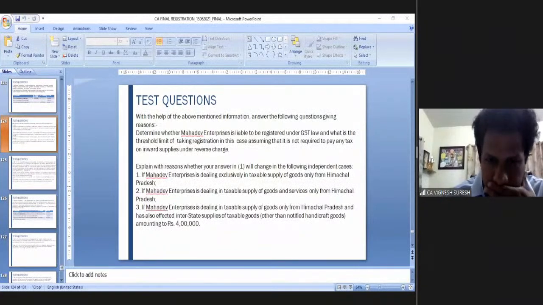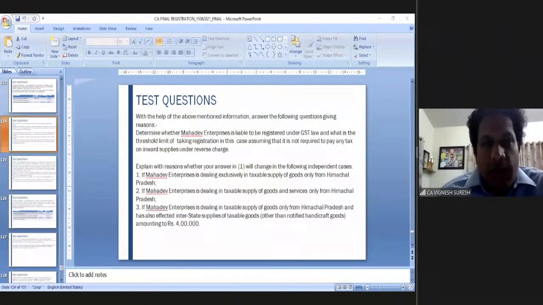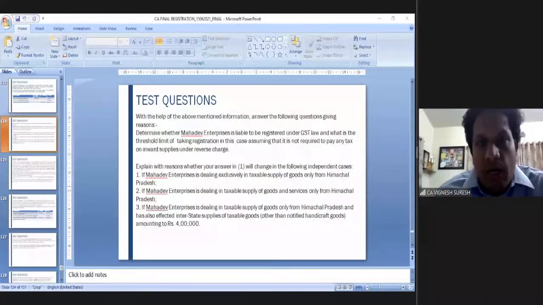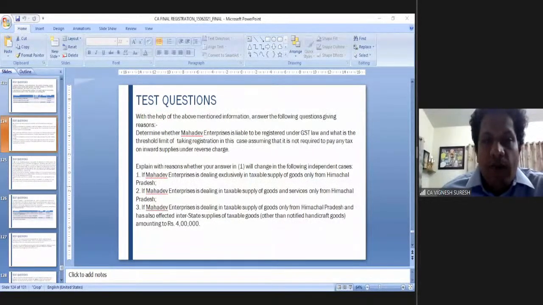So in this case, we have to calculate the aggregate turnover for Mahadev Enterprises. If you see here, he has 3 states where he has the respective business: Himachal Pradesh, Uttarakhand, and Tripura. In Himachal Pradesh, the total turnover comes to 22 lakh 50,000. In Uttarakhand, it comes up to 21 lakhs, because even the non-taxable supply has to be considered when you are defining the aggregate turnover. And in Tripura, 13 lakh 40,000 is the total amount.